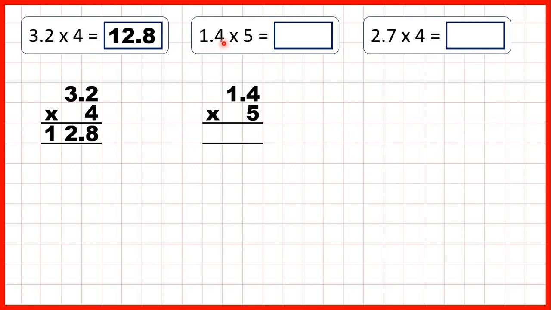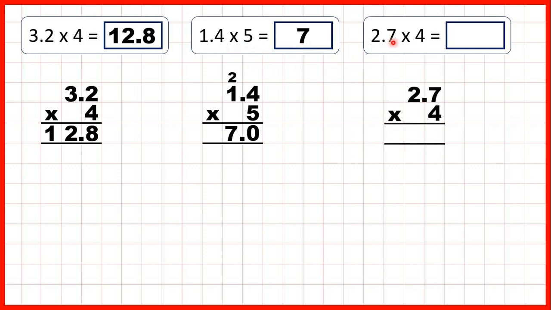Now 1.4 times 5. We copy down the decimal point, and 4 times 5 is 20, so that's 2, 0. 1 times 5 is 5, plus 2 is 7. So we get 7.0, but 7.0 is the same as 7. All the 0.0 tells us is that we don't have any tenths, so we have a whole number as our answer.